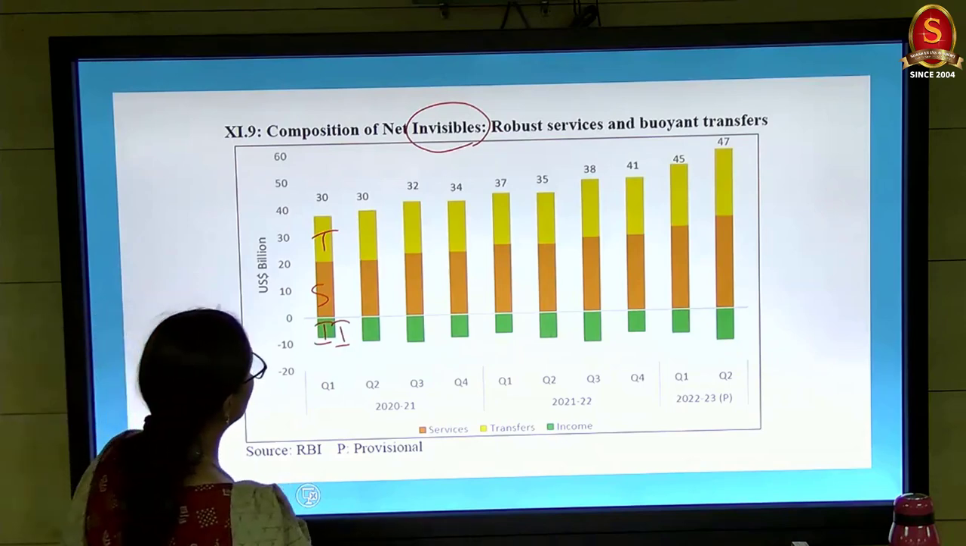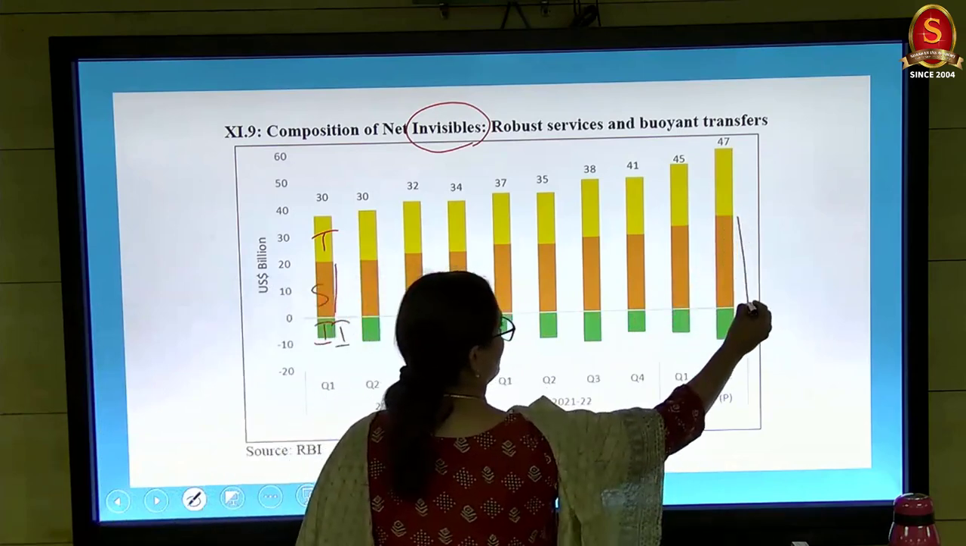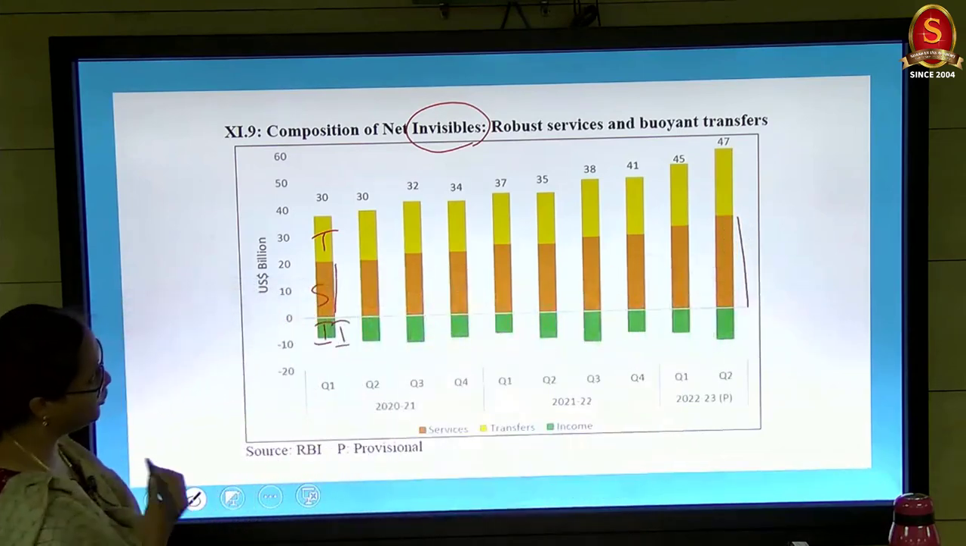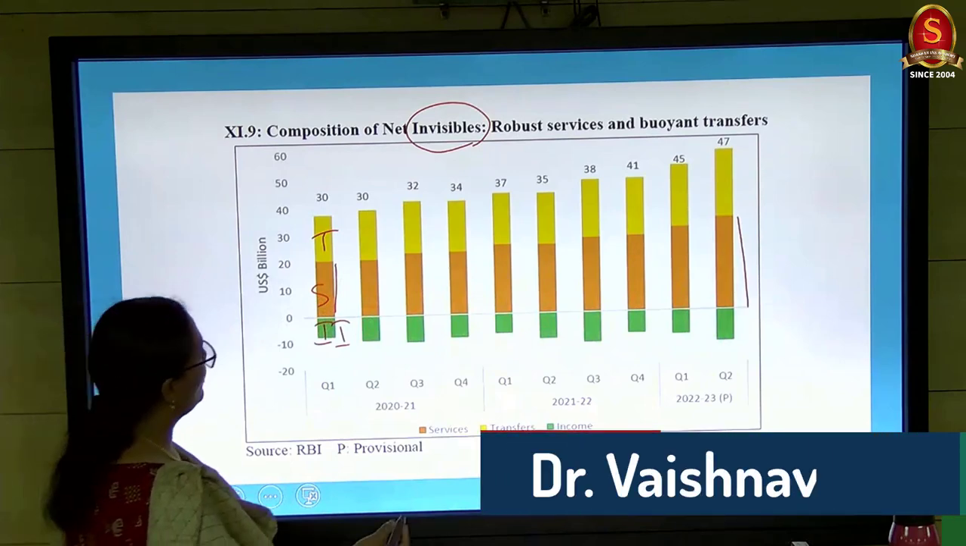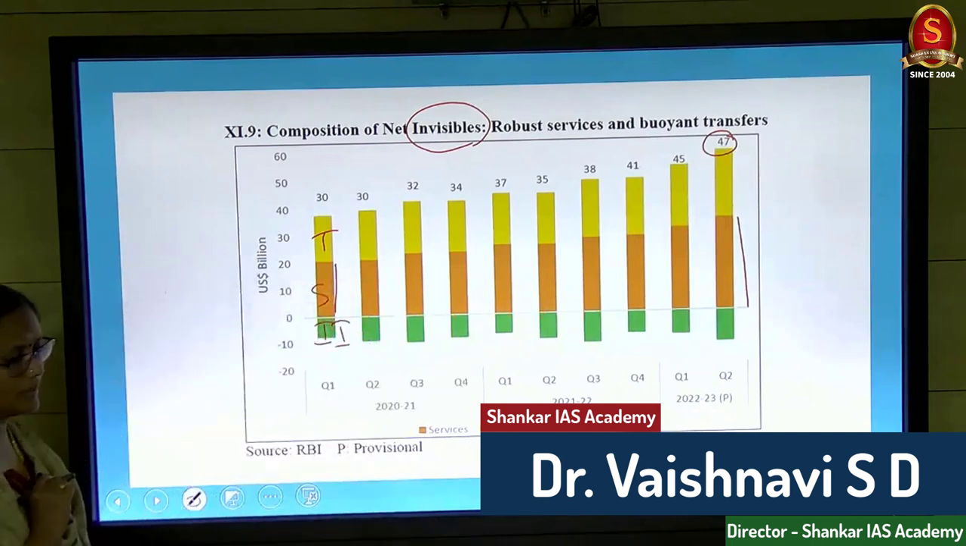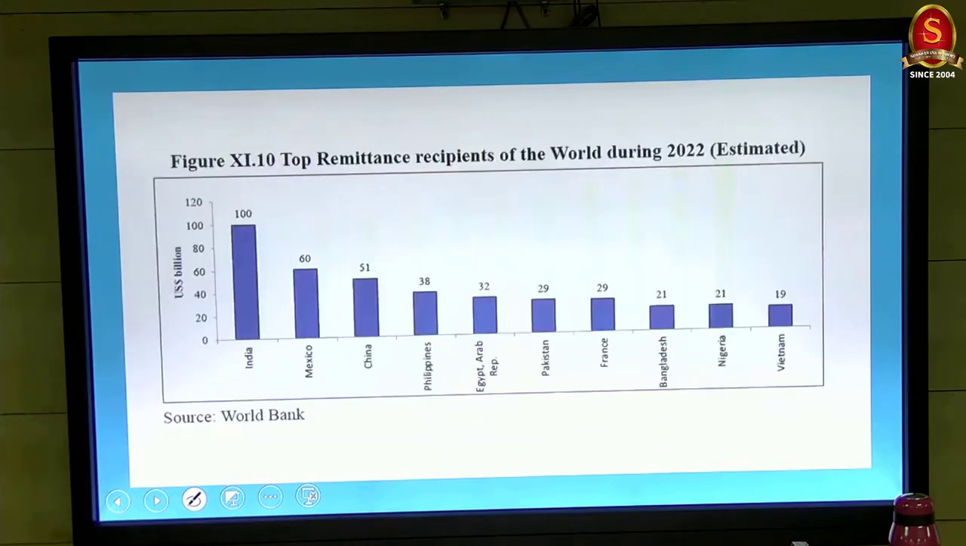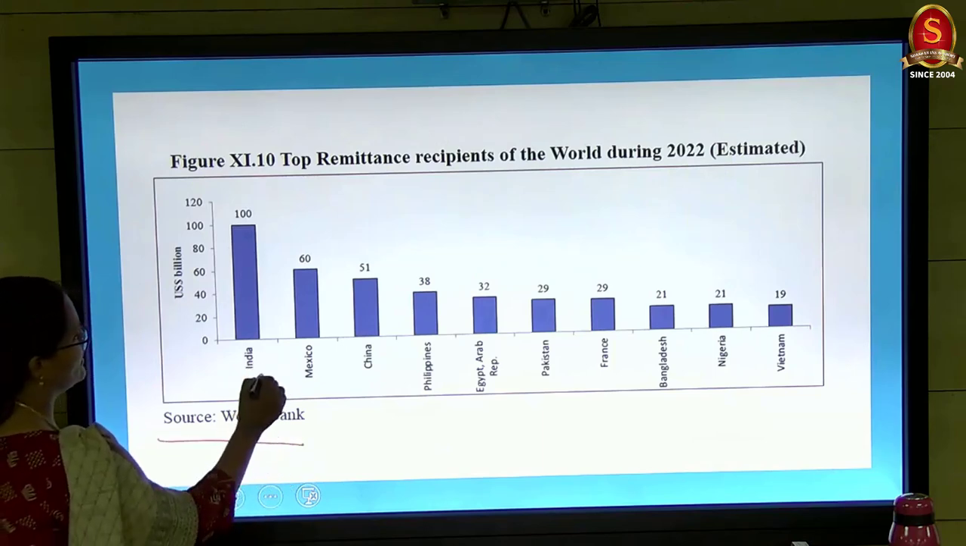But as such, whether the services for this area has increased, definitely it has increased, which means that we are exporting more and we are also getting a lot of remittances. I'm going to show you another graph where we are going to declare that India is one of the countries on the top receiving a lot of remittances across the world. Right. This is that remittance related data as shown by World Bank. You can see India is on the top.